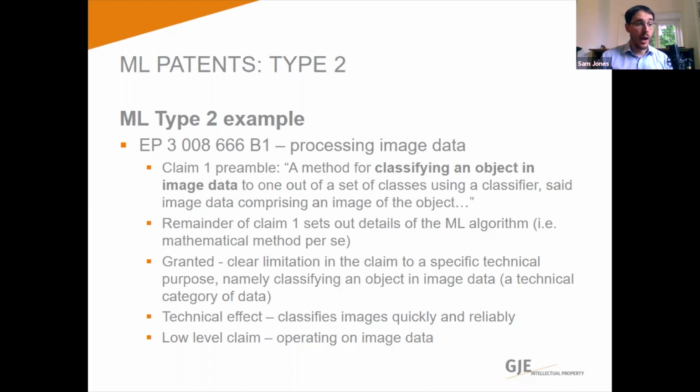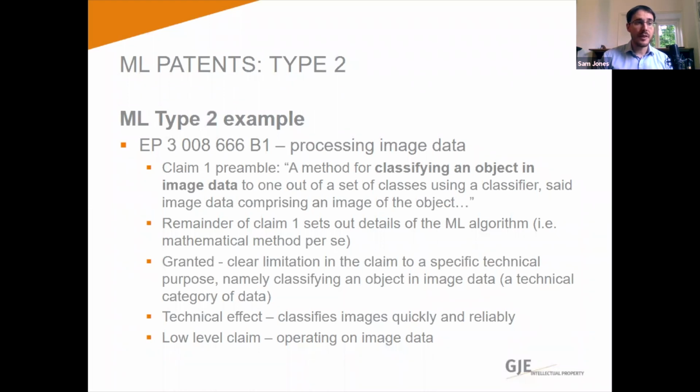And so this claim was granted. And it was granted on the basis that the machine learning algorithm classifies images more quickly and reliably than known algorithms. So, it is just a better machine learning algorithm.